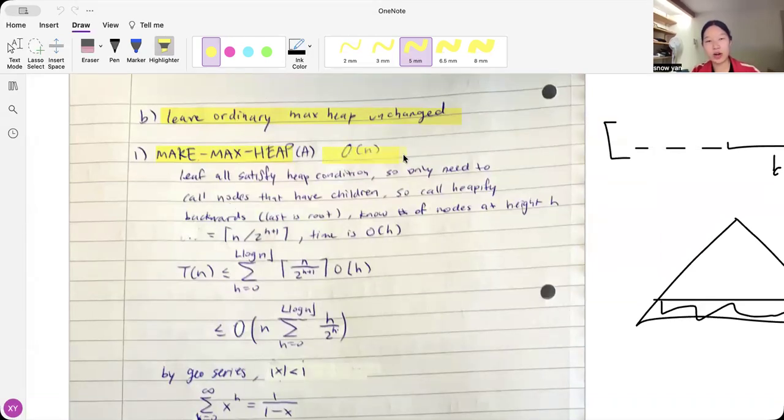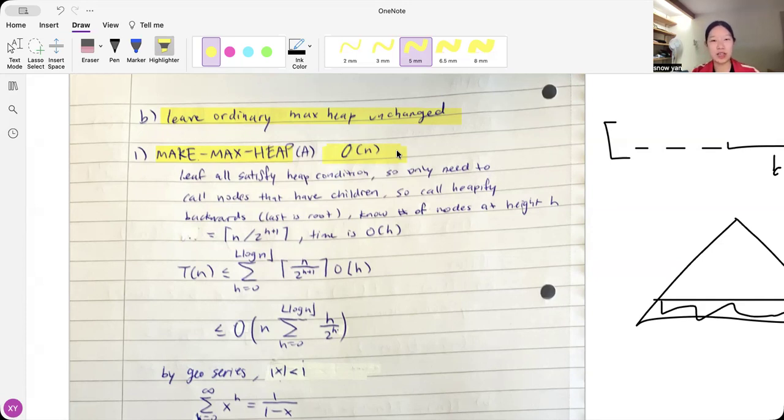I said O of n log n, but in reality, that is a loose bound. A tighter bound would be O of n. Why it was n log n basically came from: I have to insert n times, right? And each time, calling heapify would take log of n. So hence it would be n times log of n. But we can actually do better.